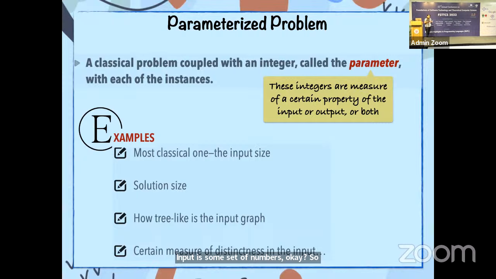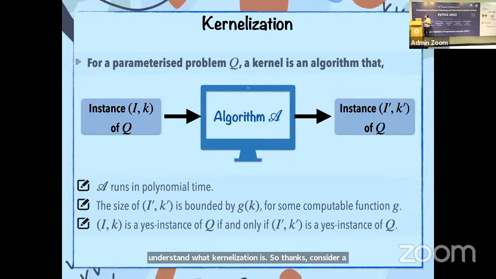Okay. So next, let us understand what kernelization is. So consider a parameterized problem Q. And now your goal is not to solve this problem Q, but you want to reduce its size. So the algorithm takes as input an instance (I, k) of the problem and returns another instance (I', k') of the same problem. So what we demand from the algorithm is that it should run in polynomial time. The size of the new instance cannot be large, okay? So we want the size of this new instance to be bounded by some function of the parameter, here g(k), where g is some computable function. And we want the two instances to be equivalent instances of the problem. You cannot be outputting any arbitrary instance, okay?